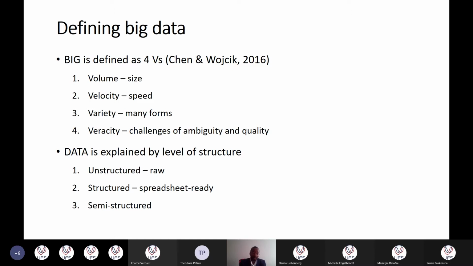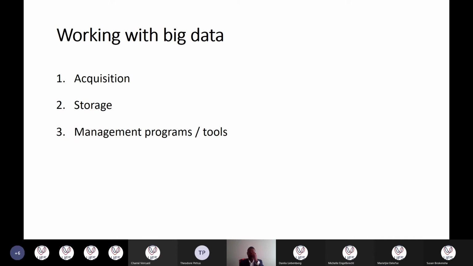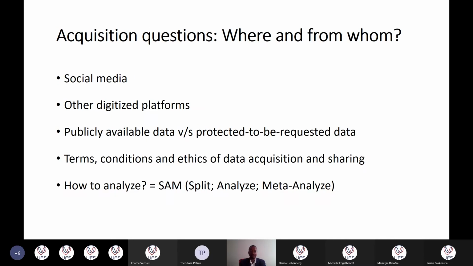But now it's important that you understand the nature with which the data could be received. It could be unstructured, or it could be structured such that it's ready for the spreadsheet. It could also be semi-structured or blended. All right, so it is really about how you acquire it, how you store it, and how you manage it.